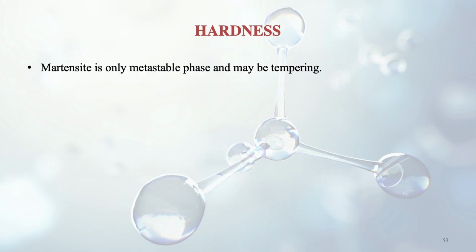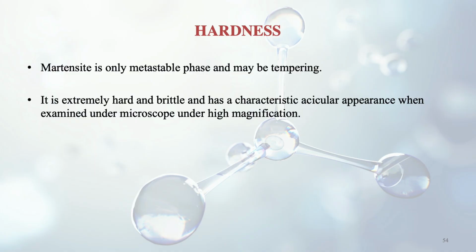Martensite is only a metastable phase, and maybe tempering also. Tempering is also a process where we can improve the steel, and it is done at a temperature below the lower critical temperature only. Basically it is extremely hard and brittle and has a characteristic acicular appearance. As we have discussed earlier, the martensite has an acicular appearance and is hard and brittle whenever we examine it under a microscope.